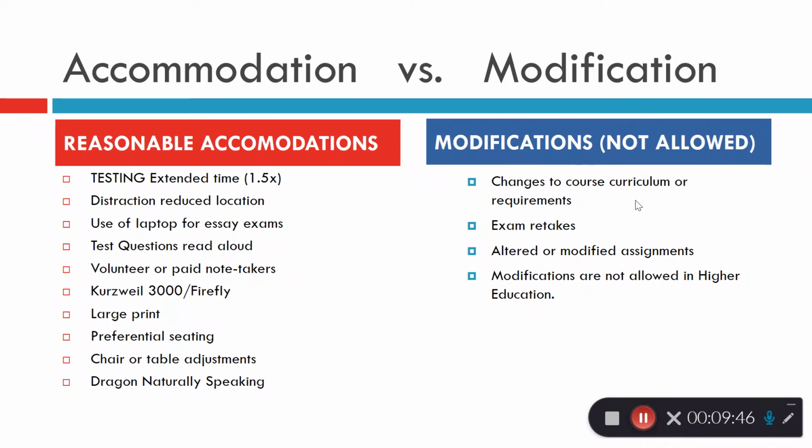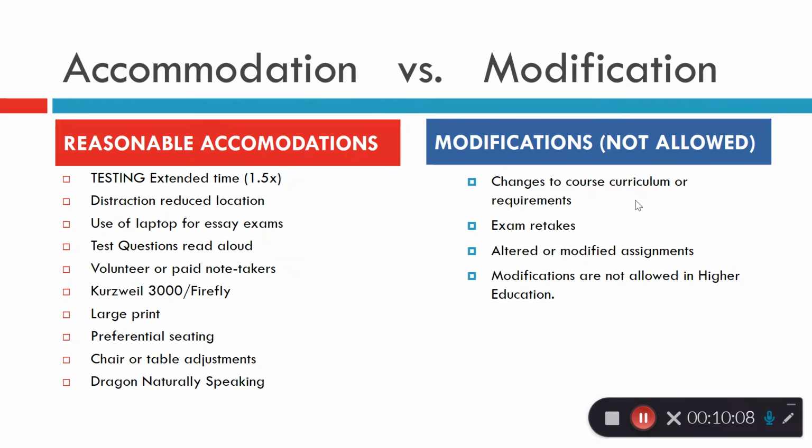Now at the college level, we can't do that. We can't reduce the number of questions. We can't alter what it's asking the student to do, and we cannot modify it. So keep that in mind. And if I do have an opportunity to connect early with students as juniors or seniors, I do encourage them to start weaning those off and starting to evaluate what accommodations would look like at the college level.